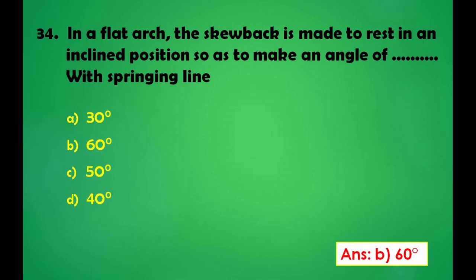In a flat arch, the skew back is made to rest in an inclined position so as to make an angle of dash with the springing line. A. 30 degree, B. 60 degree, C. 50 degree, D. 40 degree. The answer is in a flat arch, the skew back is made to rest in an inclined position so as to make an angle of 60 degree with springing line.